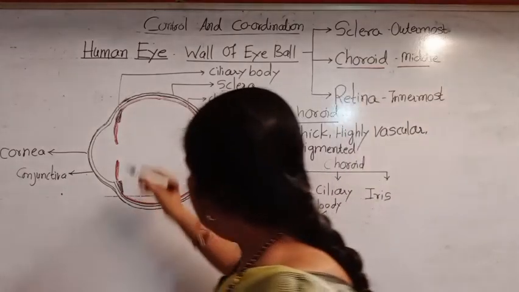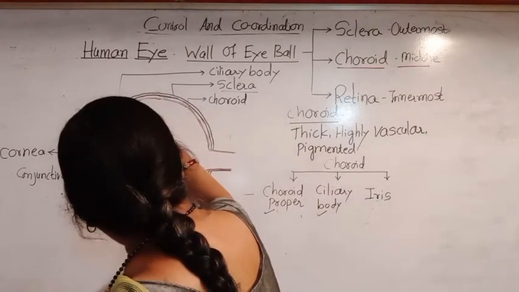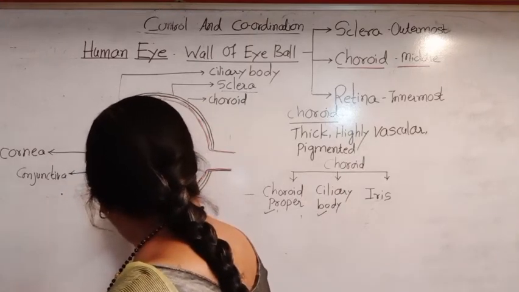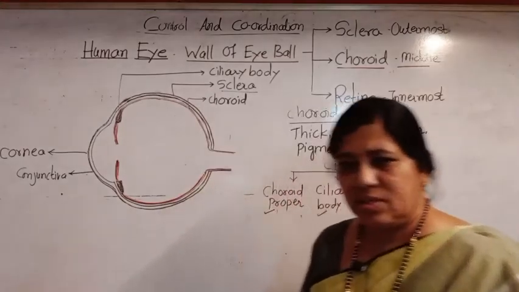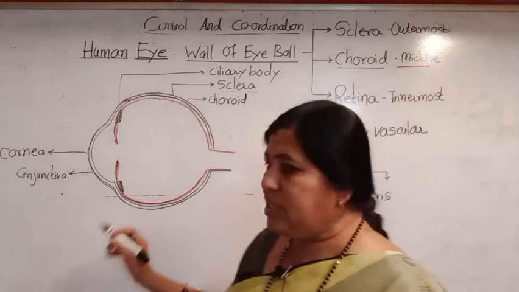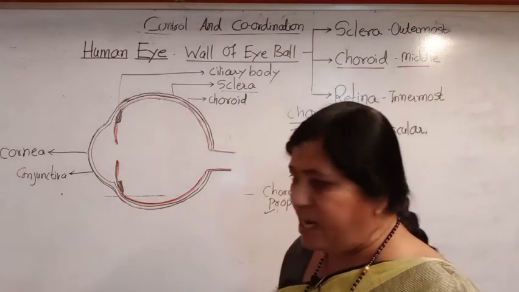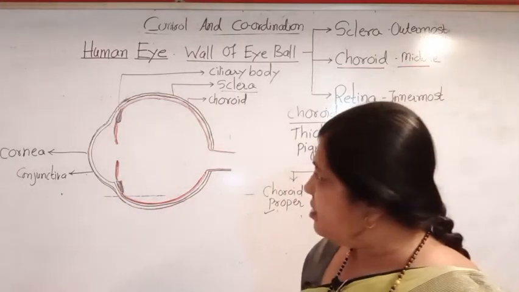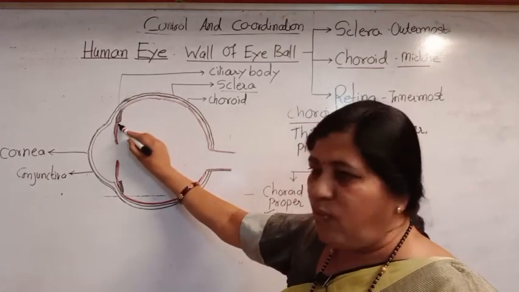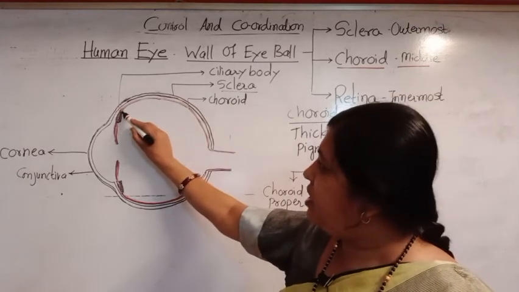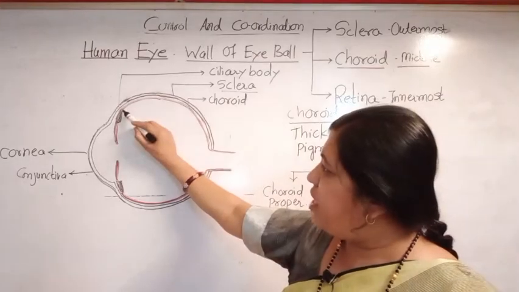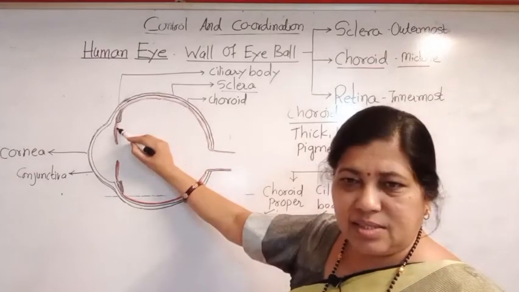So let us discuss ciliary body. Ciliary body is the part of choroid. See, the ciliary body is present at the junction of iris and choroid proper. So this is the end of choroid proper, and this is the starting point of iris. So where is ciliary body present? Ciliary body is present at the junction of choroid proper and iris.